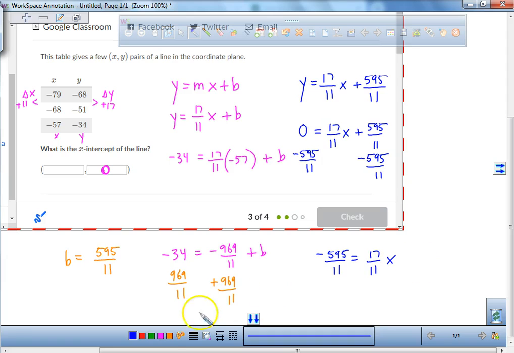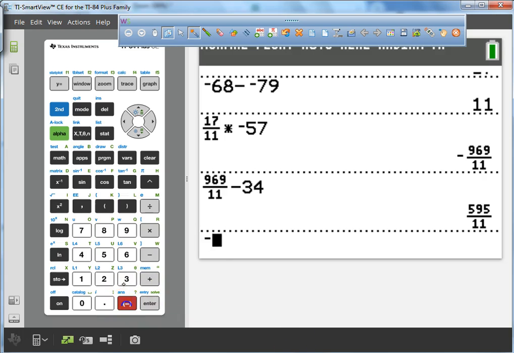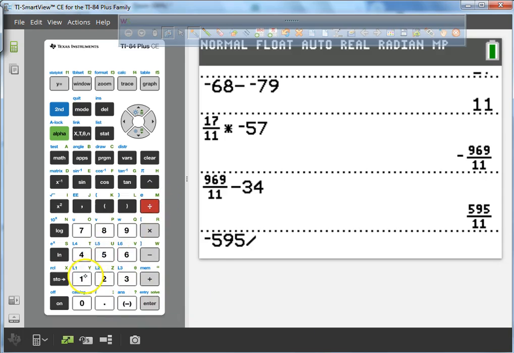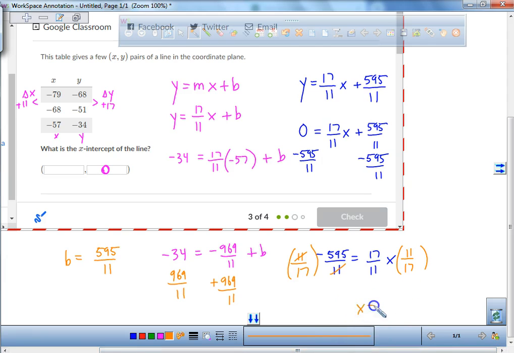Well, how in the world am I supposed to do this? When we're dealing with fractions, we like to multiply by the reciprocal. So we're going to multiply both sides by 11 over 17, and it'll make it a lot easier. These 11s cancel each other out, and you're left with negative 595 over 17. So what is negative 595 divided by 17? Hopefully it's a nice, neat number, like negative 35. It is. Look at that. So our x-intercept is literally negative 35, 0.